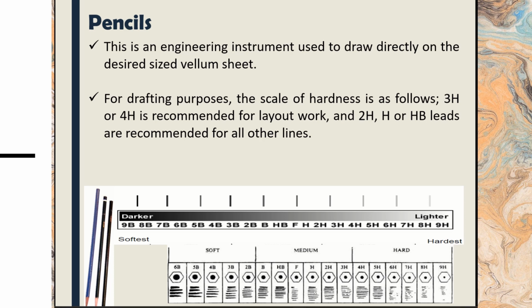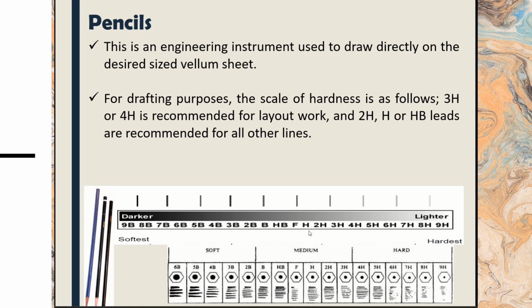Okay, so we can see the several grades of pencil in the diagram below, from the softest to soft, to medium, to hard, to the hardest. Now, when I say you use the H grade pencil for your outline, the H grade pencil belongs to the medium. Okay, so you can easily clean it off.